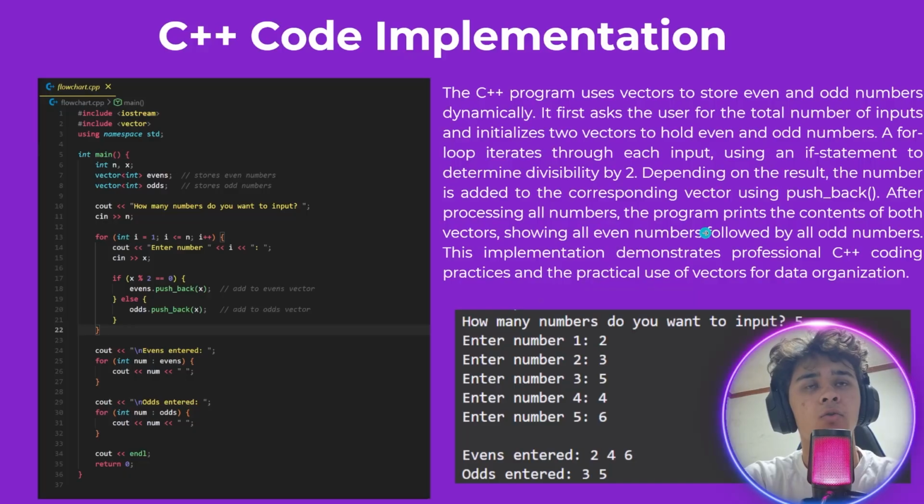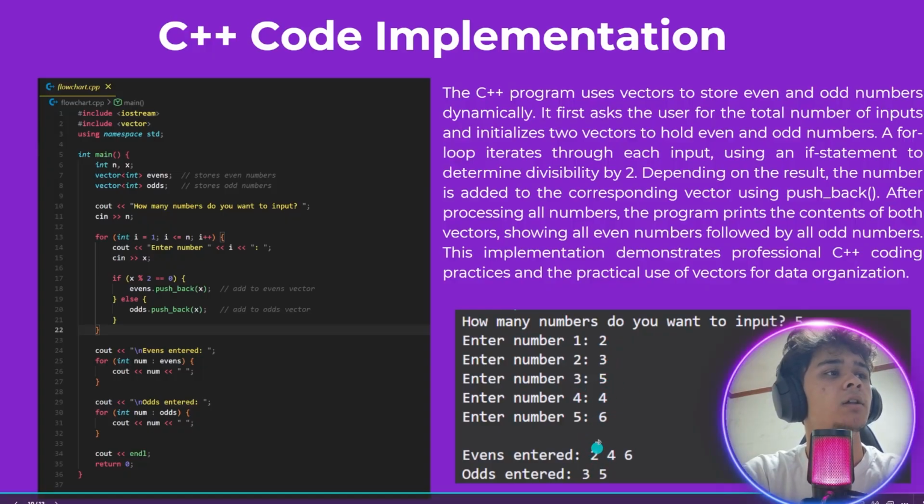So this is my code I wrote in C++ syntax. As you can see, I have integers n, x, and vector integers for evens and odds. Here it asks, how many numbers do you want to input? Here, how many numbers do you want to input on the terminal? In this example, we have 5 and enter 5 numbers: 2, 3, 5, 4, 6. As you can see, evens are 2, 4, and 6. Odds are 3 and 5.